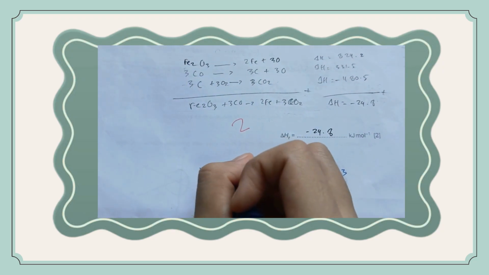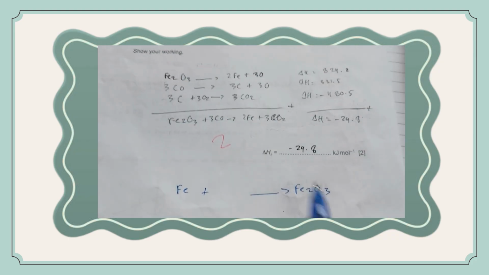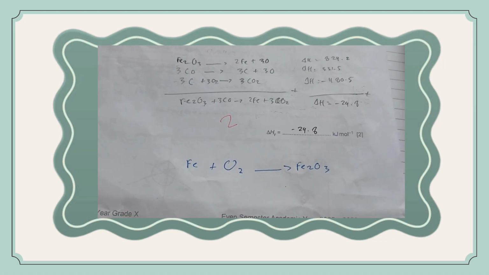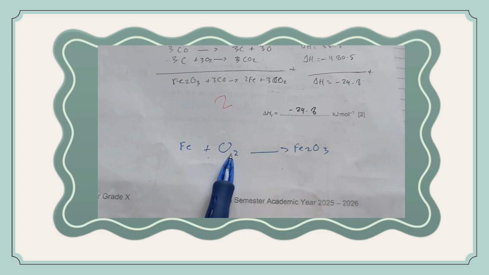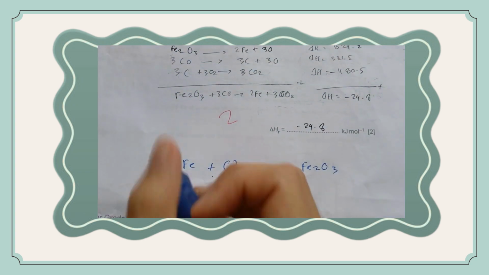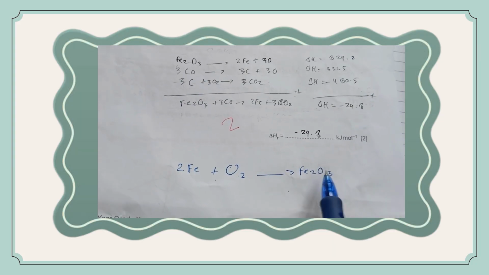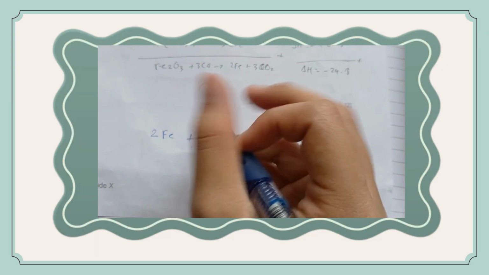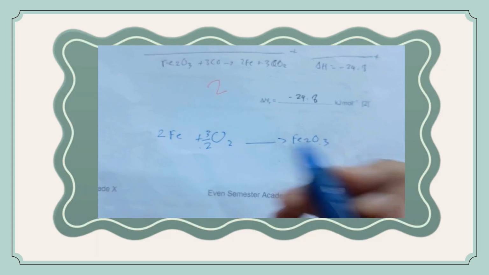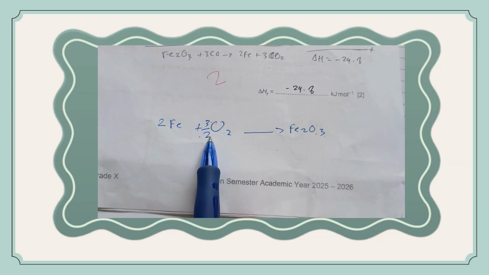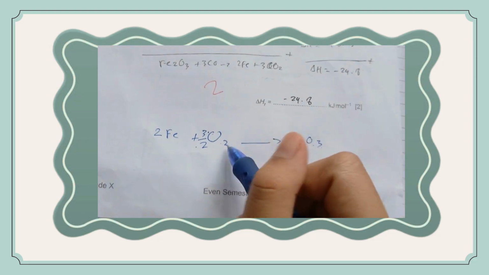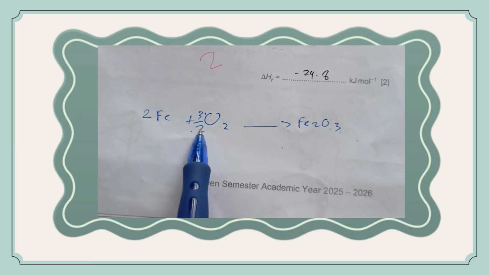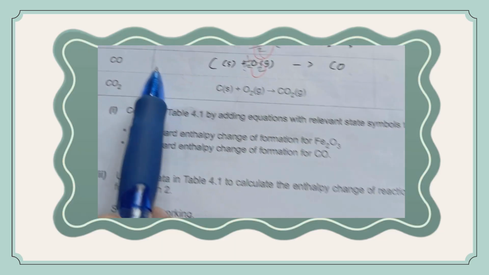We have to make it O2 because oxygen has to be O2, it cannot stand alone. So we have 2 Fe in here, and in the product there is only 3 oxygen, so we have to use 3 per 2. So later we cancel this, and then we have O3. Okay, so this is the right answer for the equation for Fe2O3.